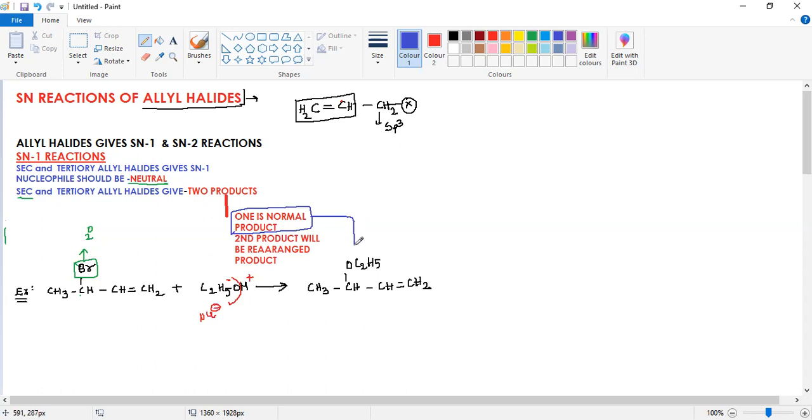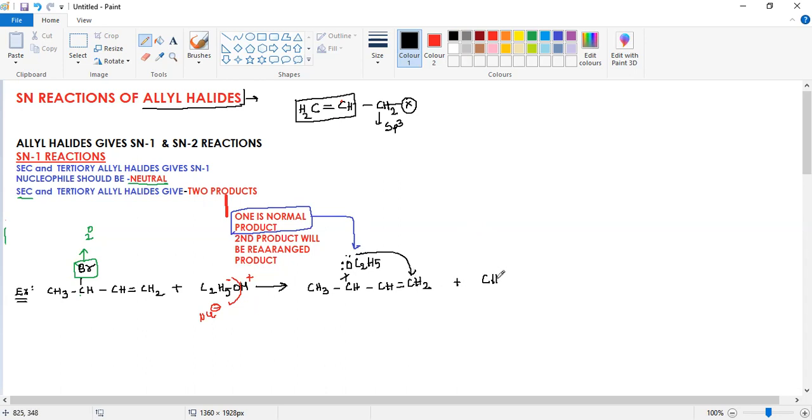One is the normal product. Another one should be the rearranged product. How can you write the rearranged product, as in the previous part? I have already given it, isn't it? The CH2 is there, and the attack happens there. Here the oxygen has two lone pairs like this, and it is going to attack over here, the last one. Then how can you write the rearranged product?